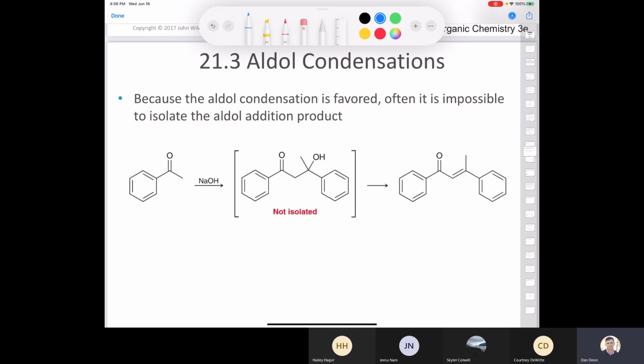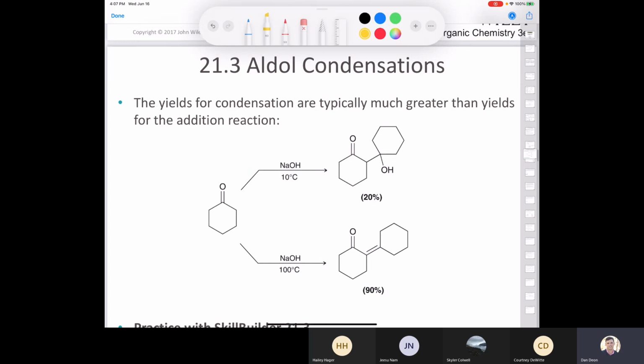Oftentimes, it's impossible to isolate the aldol addition product. So let's say you take acetophenone and you treat it with sodium hydroxide. You really can't isolate this because the reaction is just going to drive forward to make this fully conjugated system. Everything that I have highlighted in yellow is fully conjugated. So that's going to just push the reaction forward to make that conjugated system.